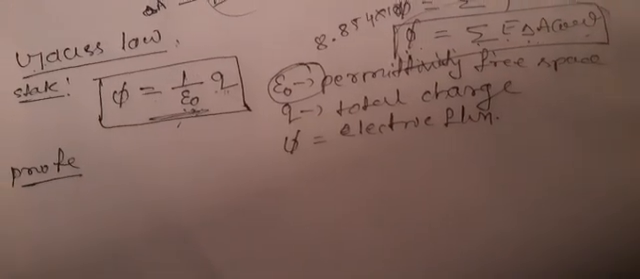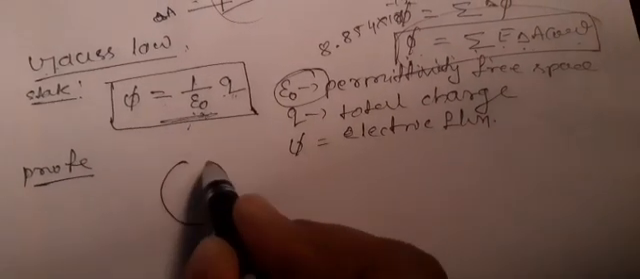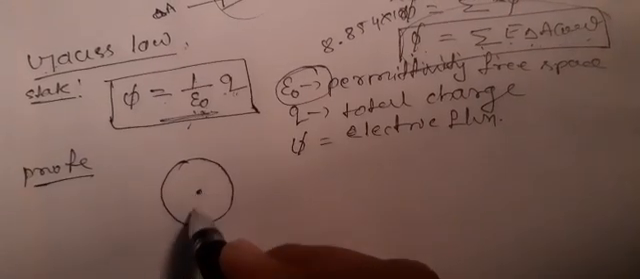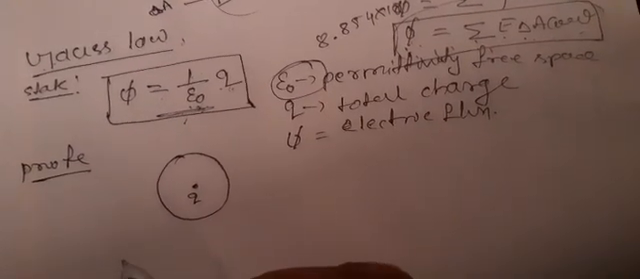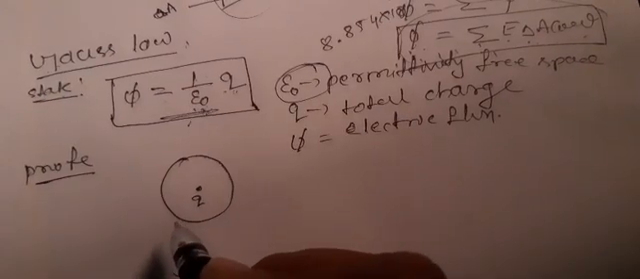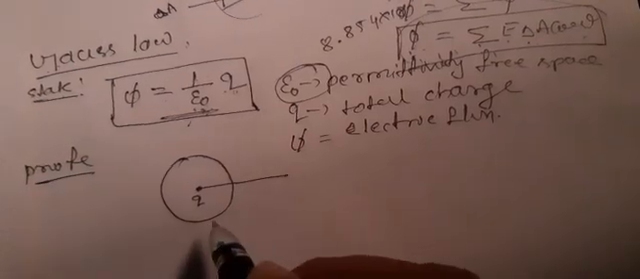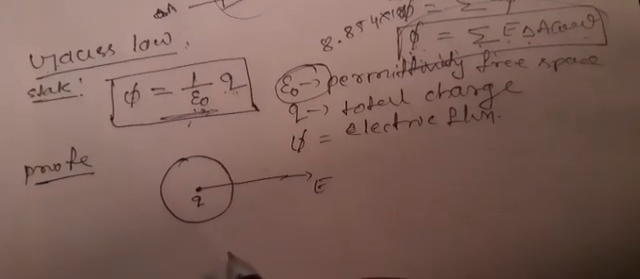First, draw a closed surface. The surface consists of a single point charge, taken as Q, at the point O. And draw one electric field line. The electric field is called capital E.